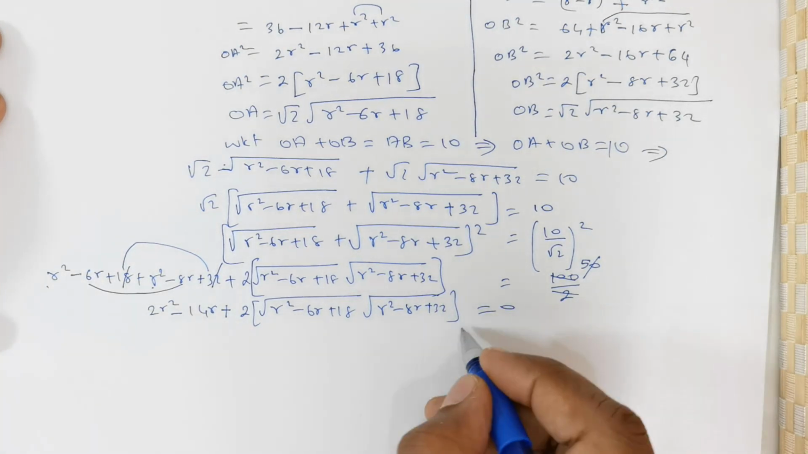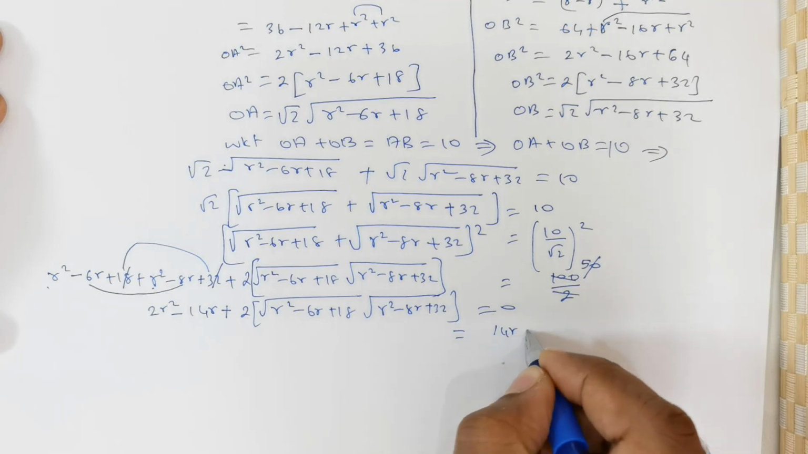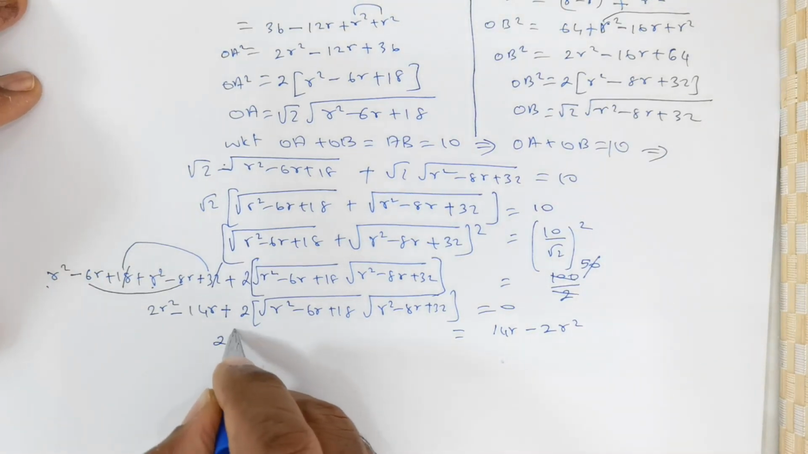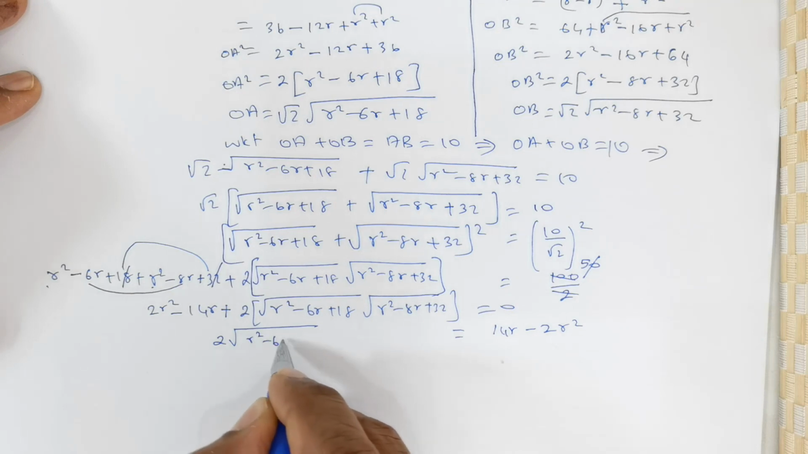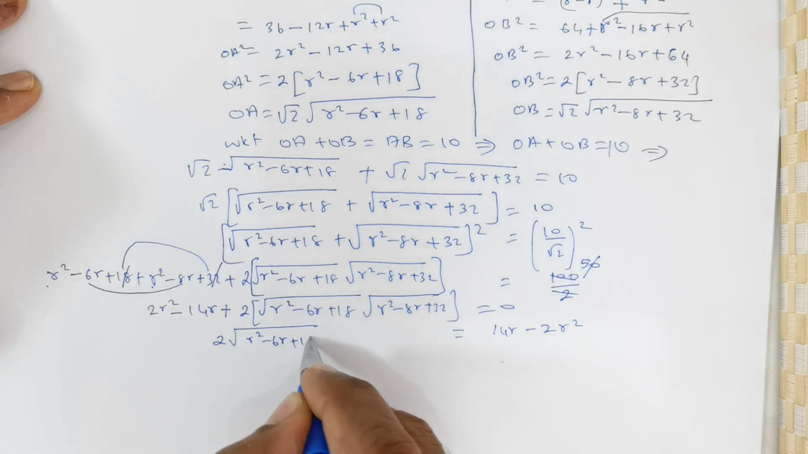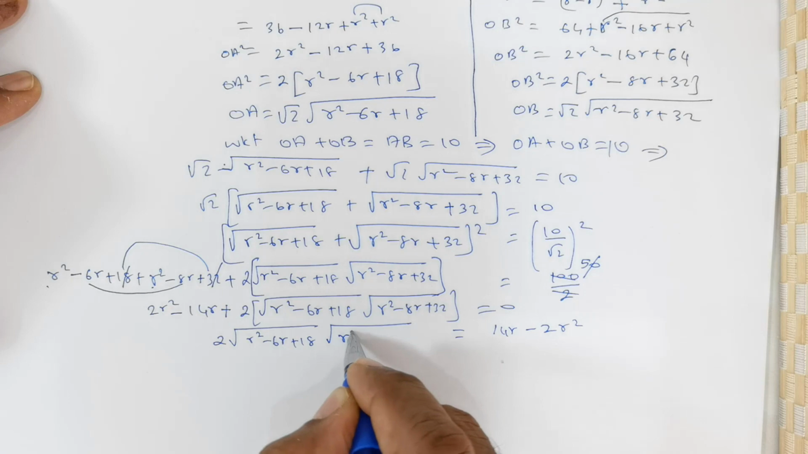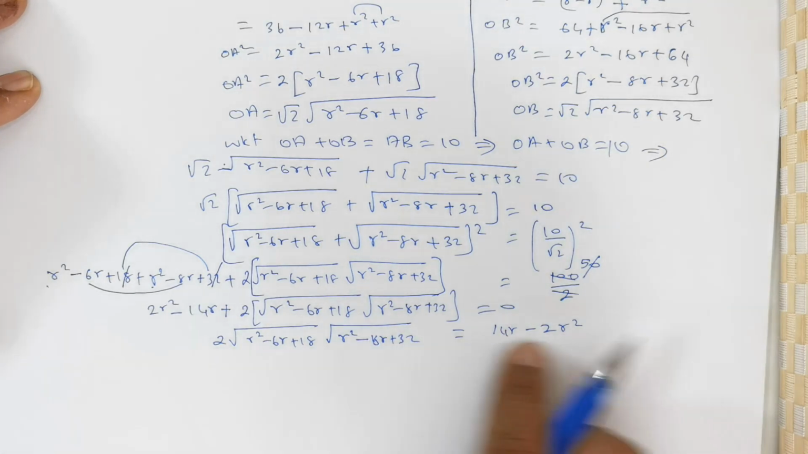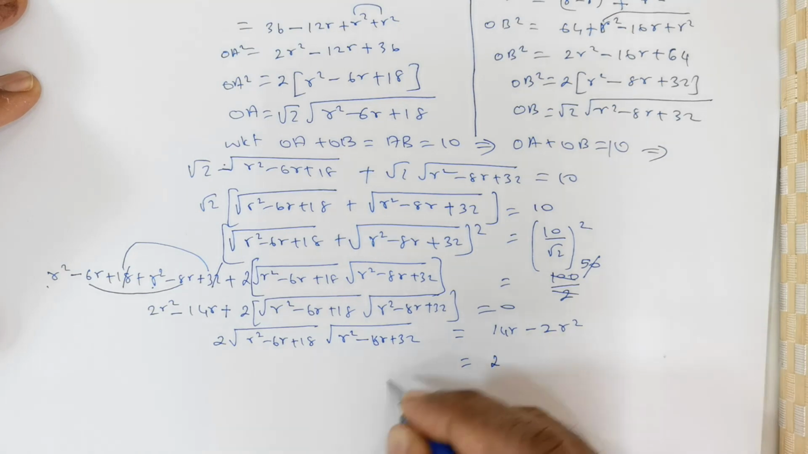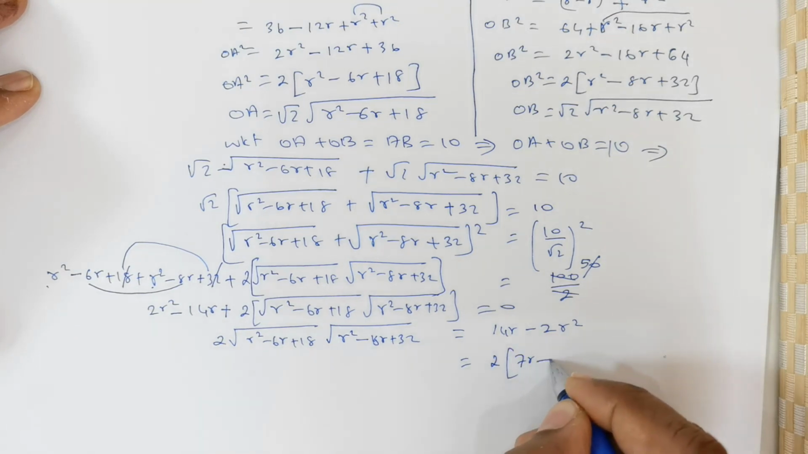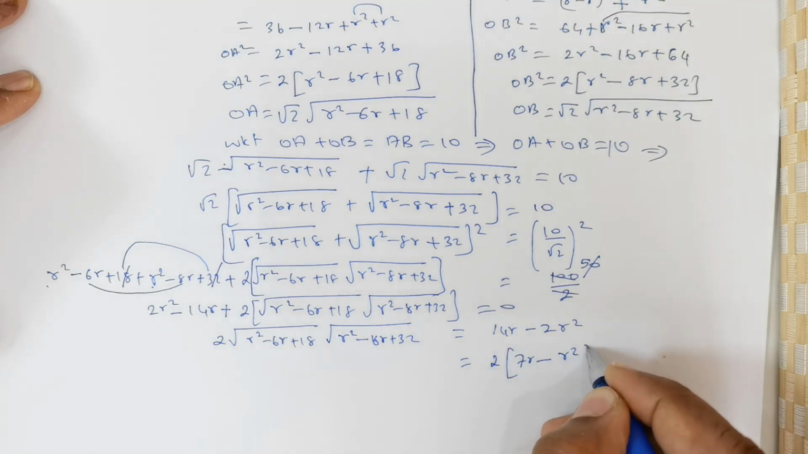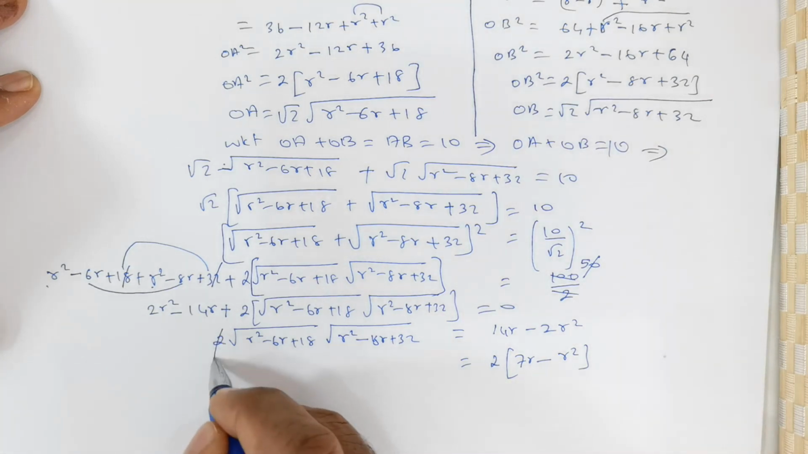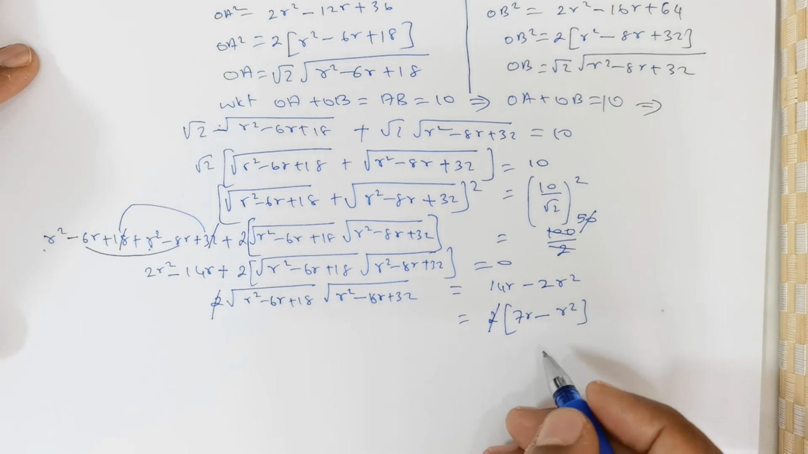Take everything to that side. We get 14R minus 2R squared is equal to 2 times root of R squared minus 6R plus 18 times root of R squared minus 8R plus 32. Push 2 down. Here you can take 2 out. This is 7R minus R squared, and over here you have 2 there, so this and this can be cancelled.